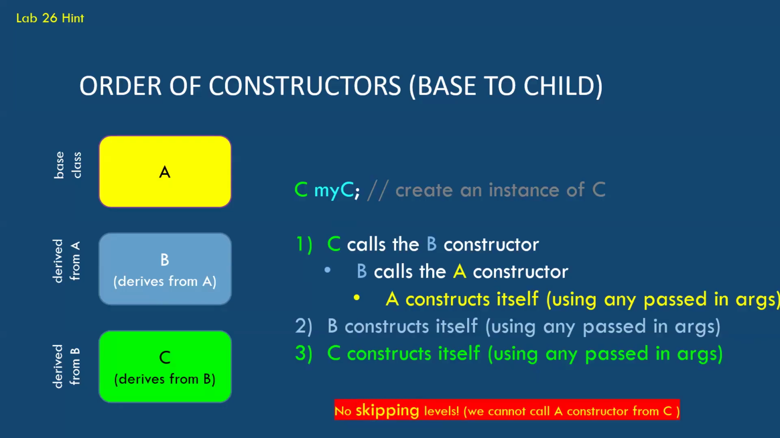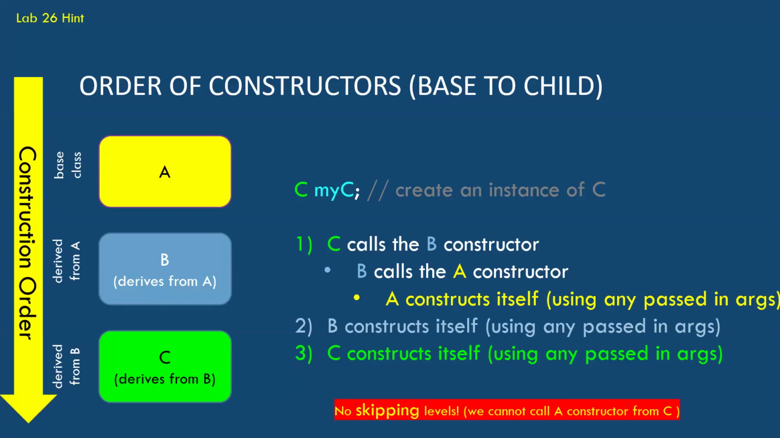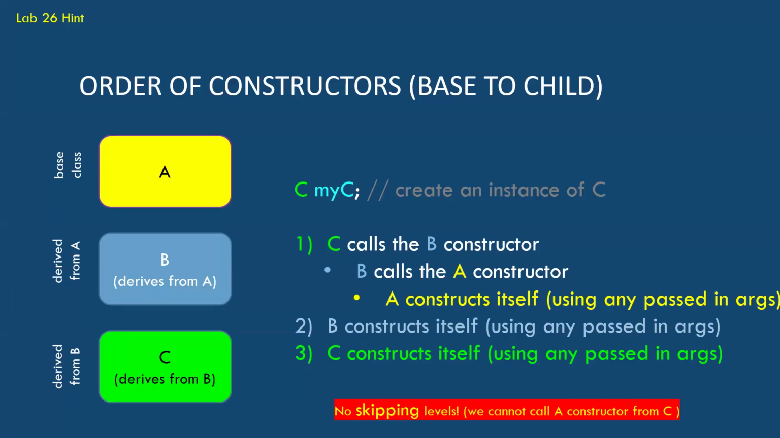Perhaps obvious. Sometimes people will try to skip a level, and they'll say, oh, I don't need to do anything in B, so I'll just call the A constructor. Not allowed to do that. C has to trigger the B constructor either automatically or explicitly. So trying to bypass a level will not work for us. We'll get a compiler error on that. So there's our constructor order.